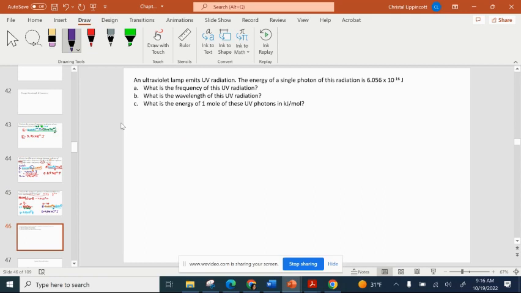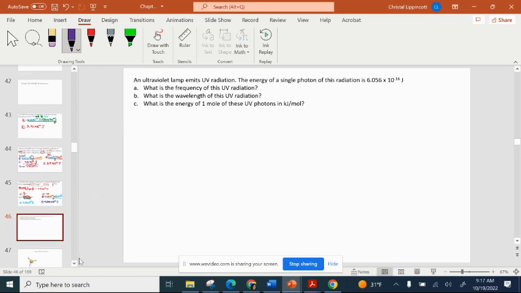We have an ultraviolet lamp. This lamp, the energy of a single photon of radiation is this. They want to know the frequency, the wavelength, and then the energy of 1 mole of these in kilojoules per mole. This is going to involve some dimensional analysis. Okay. This is the last one for the day, but this is kind of a doozy.